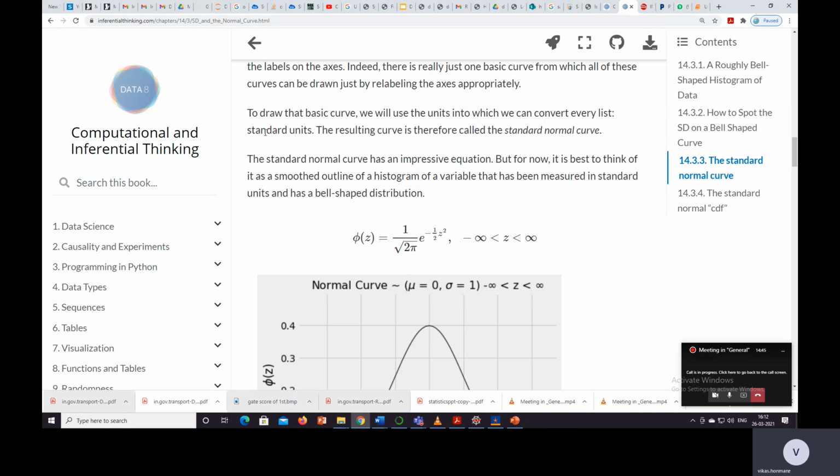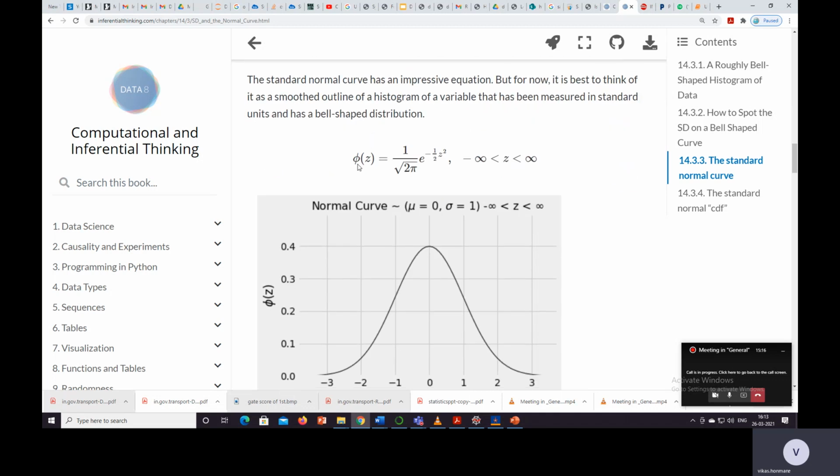Okay, we know the formula for the standard unit. The standard unit formula is number minus mean divided by standard deviation. Okay. Any number minus the mean of that list divided by the standard deviation of that list. Okay. So whenever we use standard units, the resultant curve is called the standard normal curve. The standard normal curve has an impressive equation.